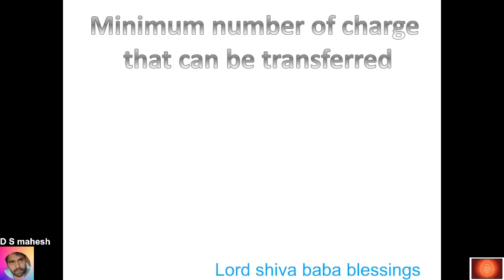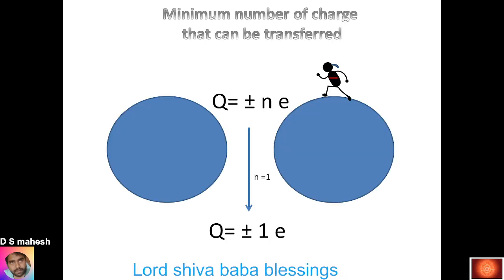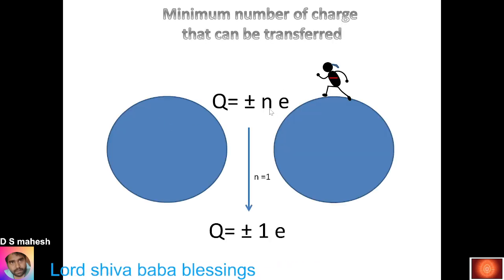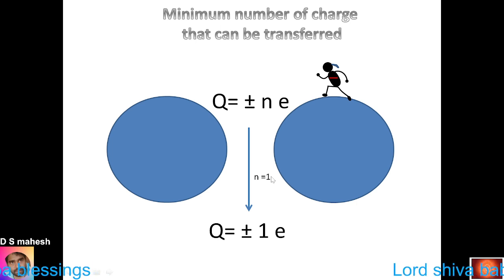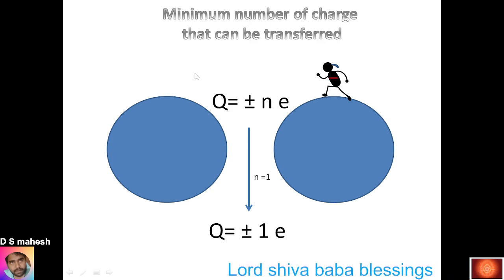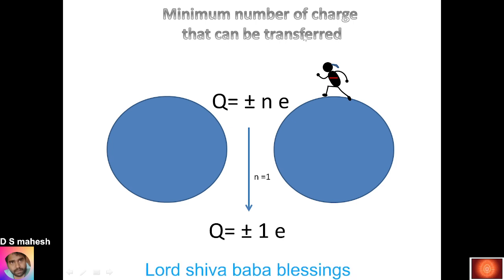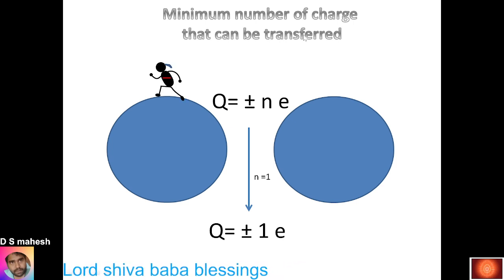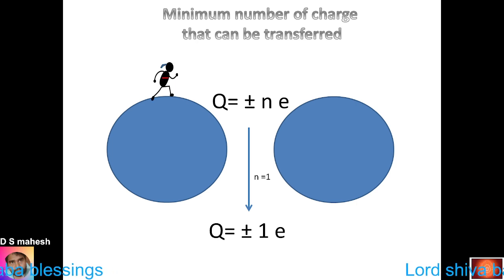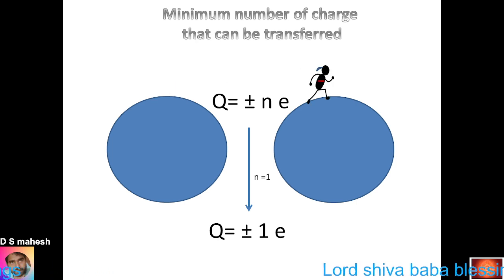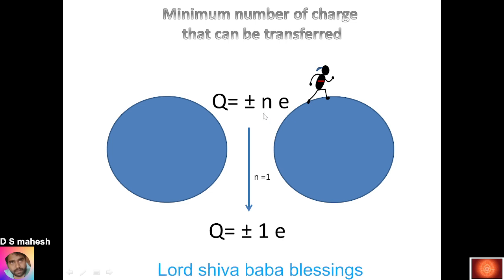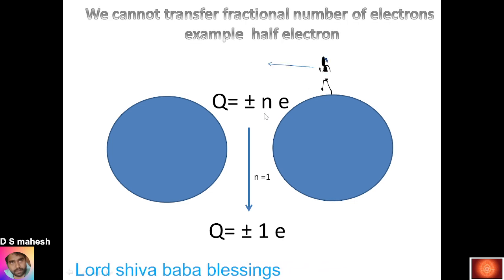If you want to know the minimum number of charge that can be transferred, as you know, n is always an integer. The least value is n equal to 1. So only one electron can be transmitted from one body to another. This is the minimum charge that can be transferred. You can look over here, one electron is transferred from one body to the other, and now again from this body it is being transferred here. So n equal to 1 is the minimum number of charge that can be transferred.